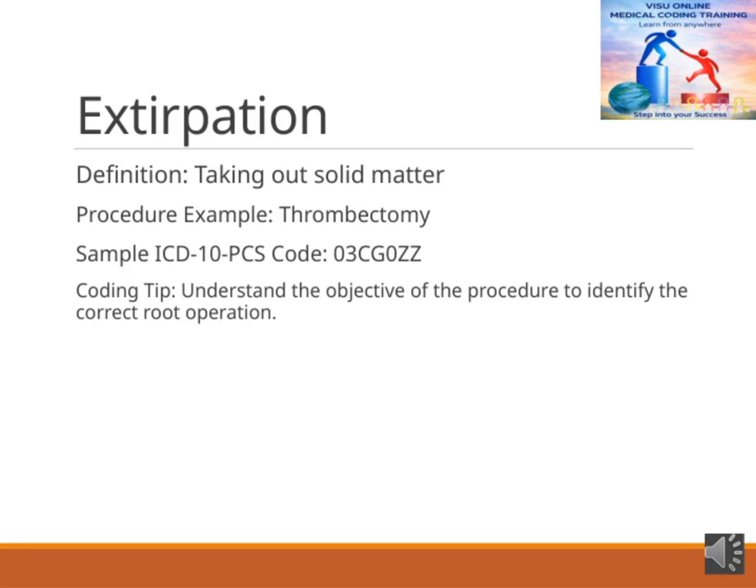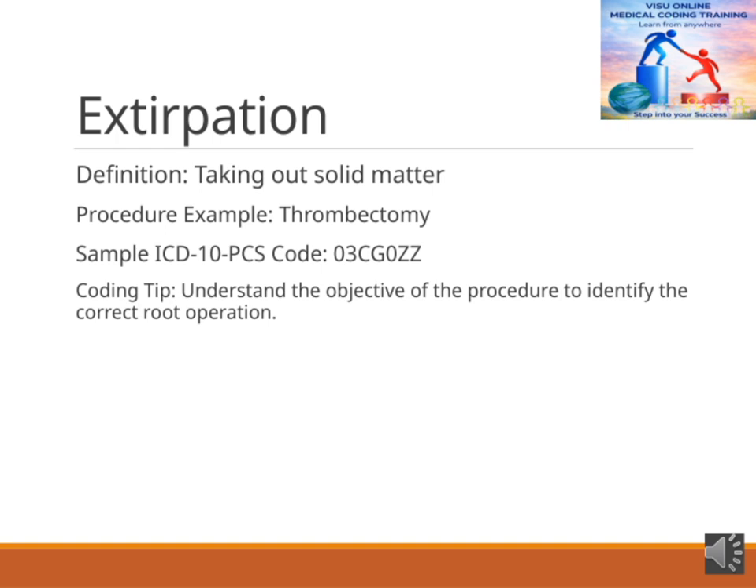All right, let's take a closer look at extirpation. The key point here is that it involves taking out solid matter from the body. This is a type of procedure where we're focused on removing specific tissue or objects, like clots or foreign bodies. For example, a thrombectomy is a common procedure that falls under this category. You might see an ICD-10 PCS code like 3CG0ZZ associated with it.